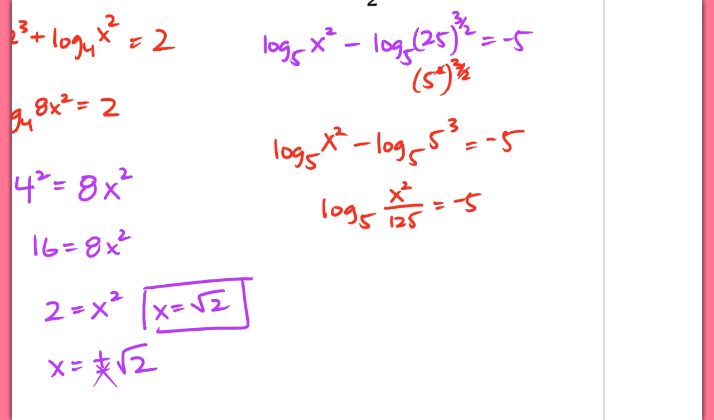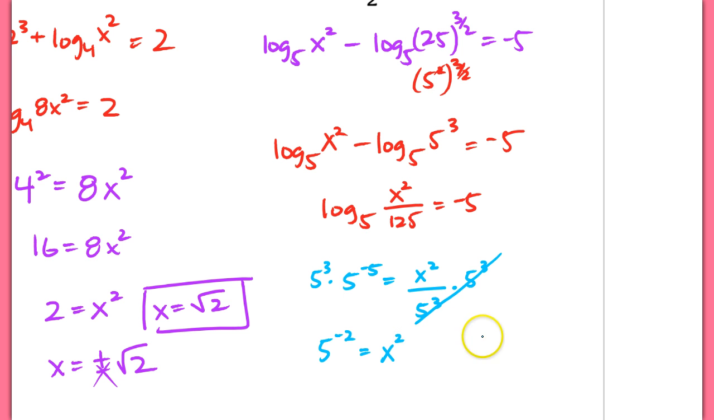Okay, now that I'm stuck, right, I can't simplify this any further. Now that I'm stuck, I turn this into an exponential. So I have 5 raised to the negative 5th power equaling x squared over 125. Now I'm going to write 5 cubed here instead of 125. Okay, now if I want to get x squared by itself, I would have to multiply by 5 cubed on both sides. So now that I'm multiplying by 5 cubed on both sides, I end up with 5, add the exponents here, to the negative 2nd power equals x squared.